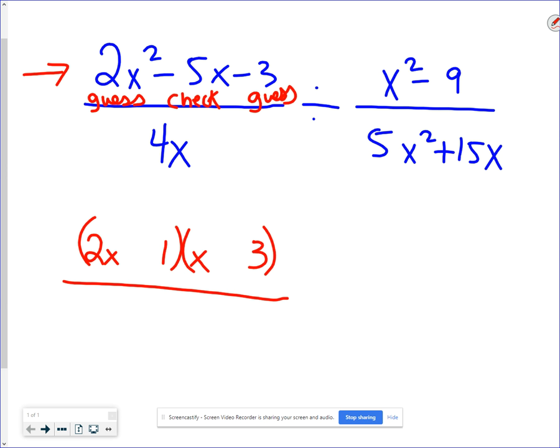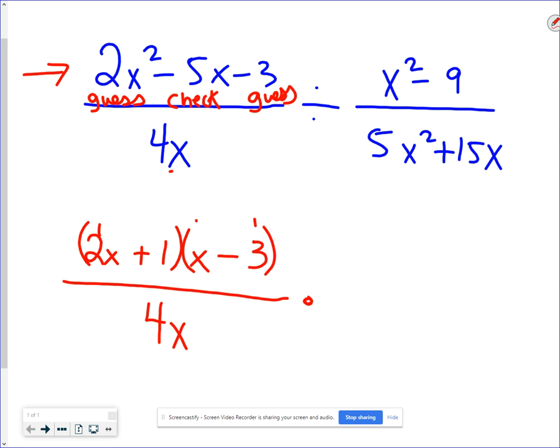If I have opposite signs, 1 times x is 1x, and 2x times 3 is 6x. We want negative 5, so we want the 6 to be negative and the 1 to be positive. So we're going to make that 3 negative and that 1 positive. So there's how the numerator factors. The denominator is a monomial, so you just leave it alone.